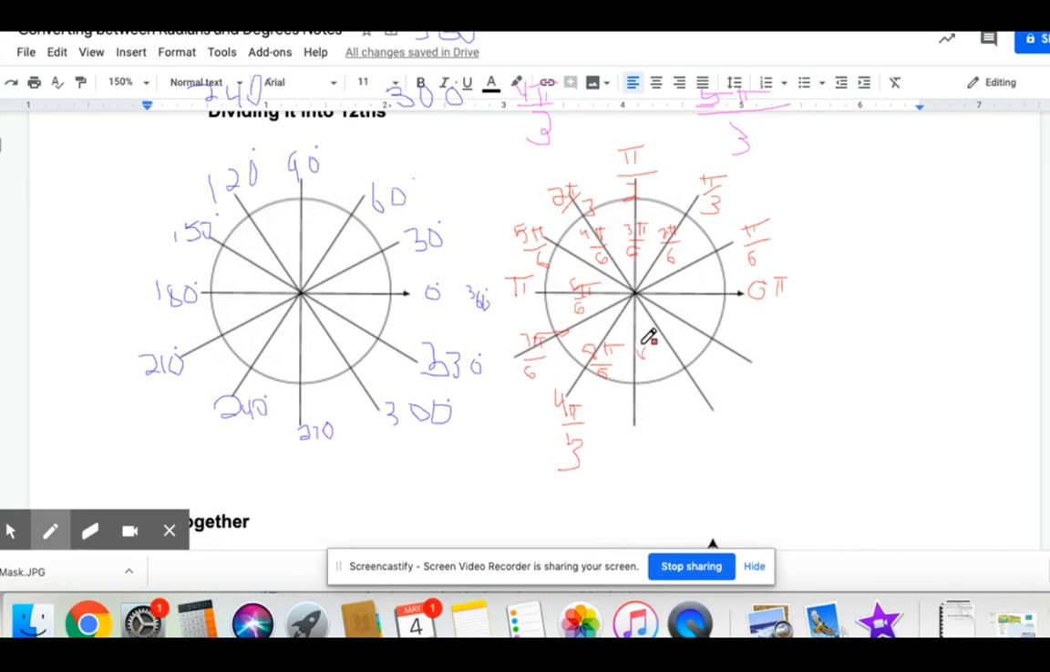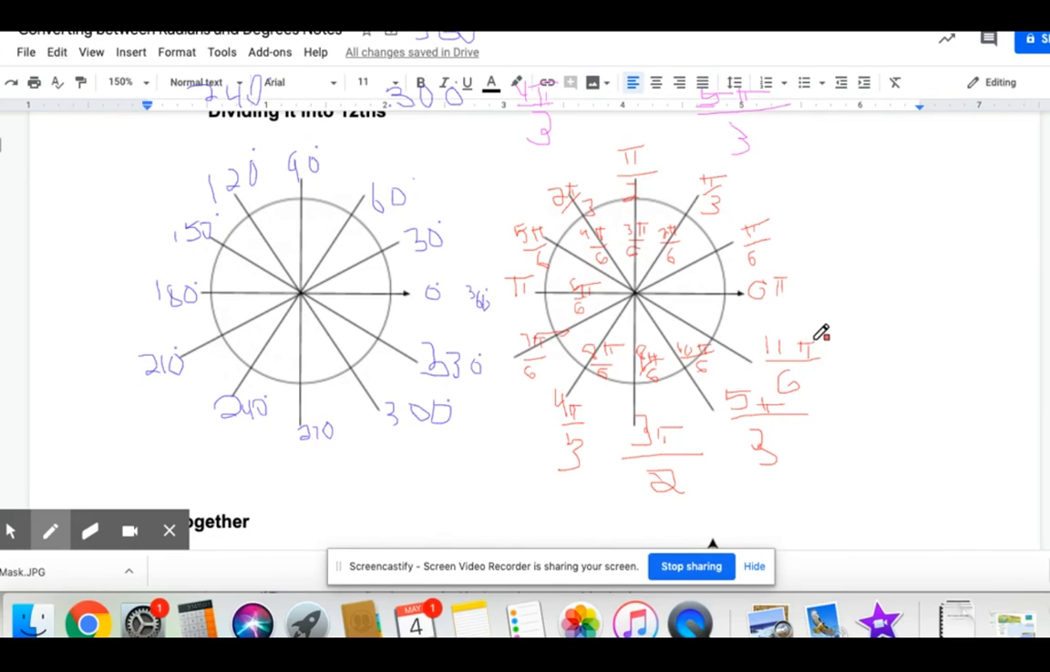9 pi over 6 also reduces. They both divide by 3. So if I divide 9 by 3, I get 3, and if I divide 6 by 3, I get 2. All right. If I go again, I get 10 pi over 6, which also reduces, because you can divide both 10 and 6 by 2. So 10 divided by 2 becomes 5, and 6 divided by 2 gives me 3. So this is the same as 5 pi over 3s. It's in the same spot as the one above. And then if I go one more, it's 11 pi over 6, and nothing reduces that. So that's just what this one's called.